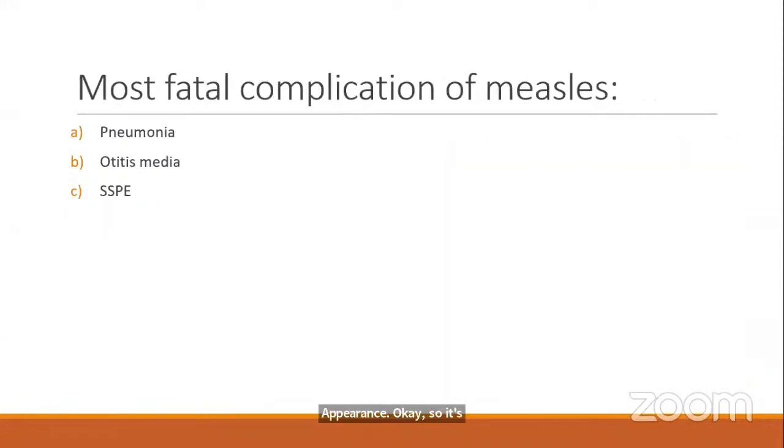So what is the most fatal complication of measles? Yes, can anybody say what is SSPE? Can you give the full form? No, it's not pneumonia.